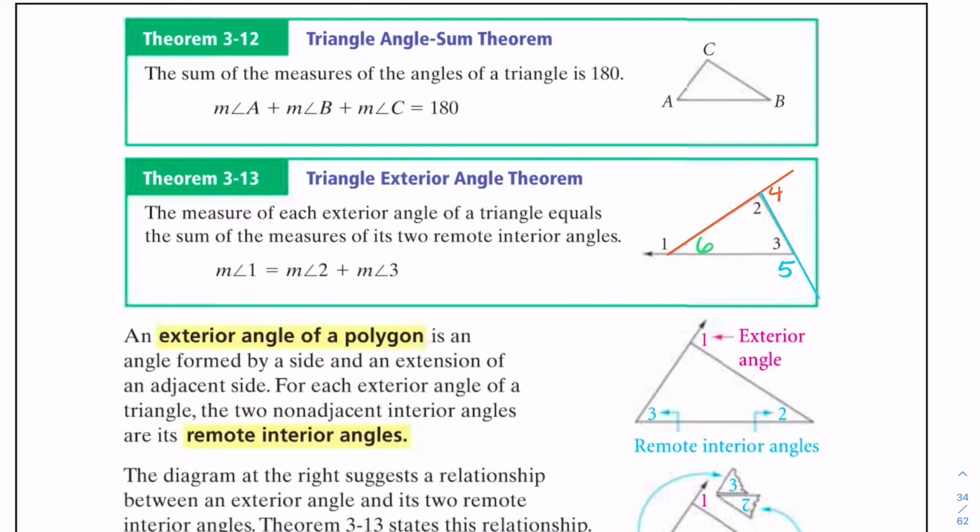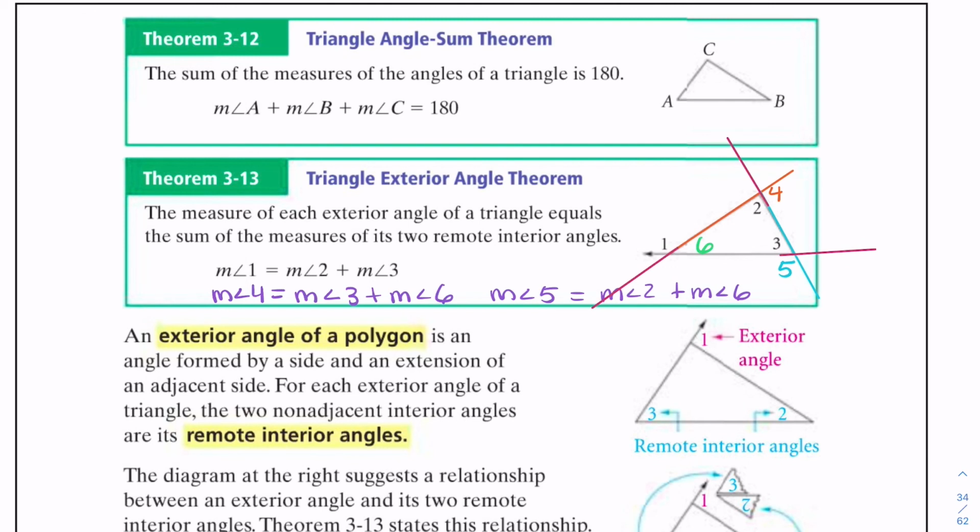And then what else could I say? I could say the measure of angle 4 is equal to the measure of angle 3 plus the measure of angle 6. What else can I say? Well, the measure of angle 5 is equal to the measure of angle 2 plus the measure of angle 6. So there's not just one exterior angle, there's actually 6 of them. Think about now if I do the other way, and I'm not gonna get crazy here. I'm not gonna keep going, but you have this exterior angle, this exterior angle, and this exterior angle. So there's really 6 exterior angles.